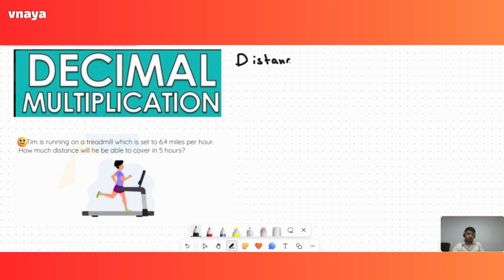Okay, let's start. So we know what is the formula of distance. Distance is speed times given time period, right? So we will use this formula. If we have to find distance, we need to write the speed. So the given speed is 6.4 miles per hour multiplied with time, and time is 5 hours. Okay, so this way we can find the distance.